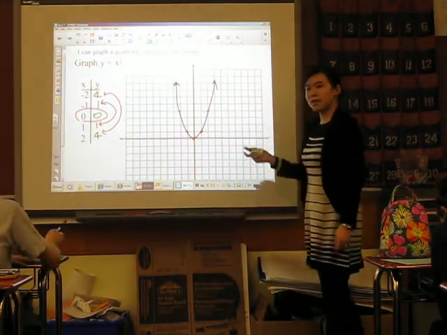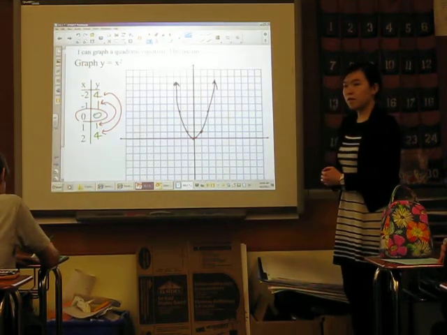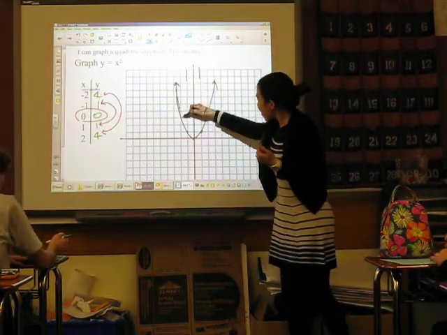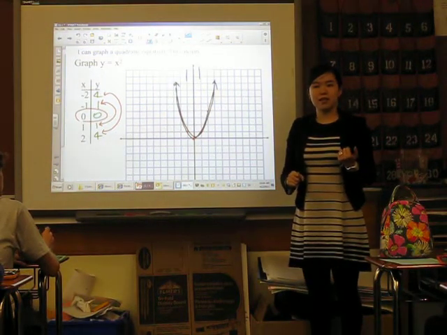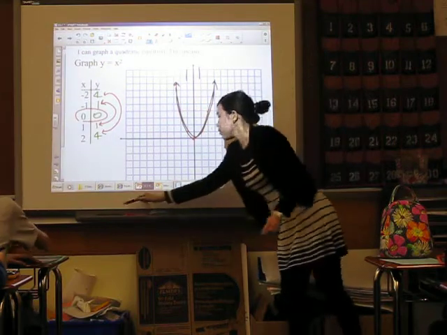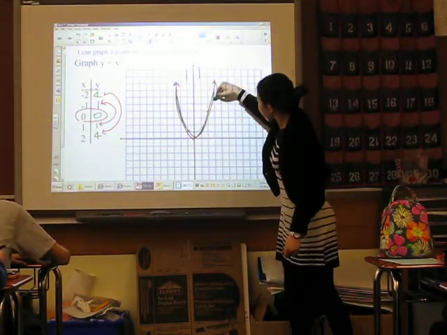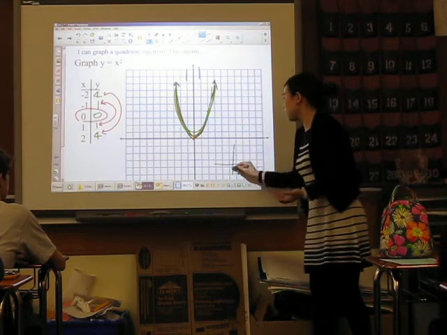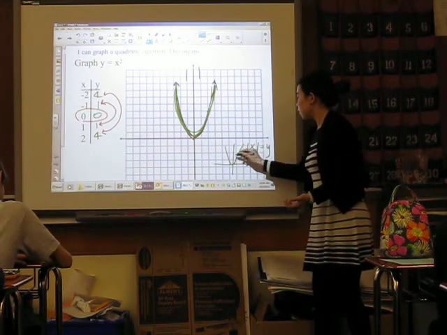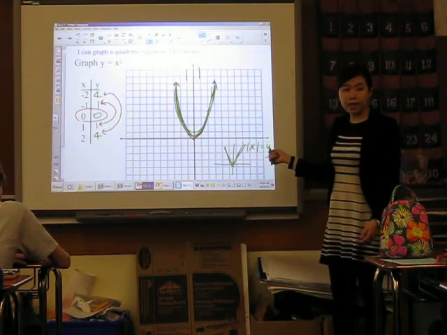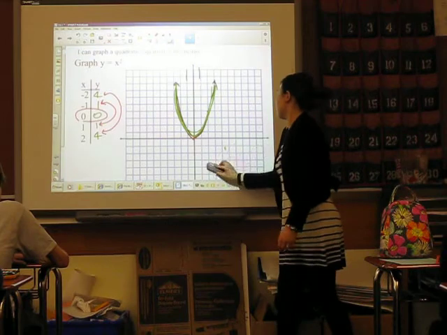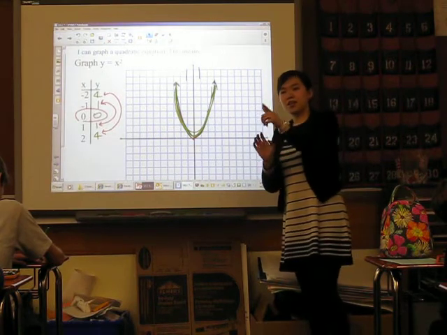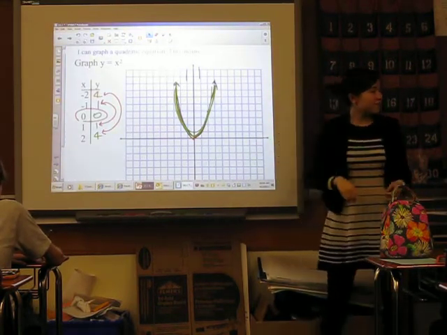Do you see what it looks like? Like a U. A smile, a smiley face, and also an alphabet letter: U. It's more like a U than a V. The V would be the absolute value function, which we're going to study in Algebra 2, not Algebra 1. So we are looking at a smooth curve, U shape. The parent function, U shape. Good one.